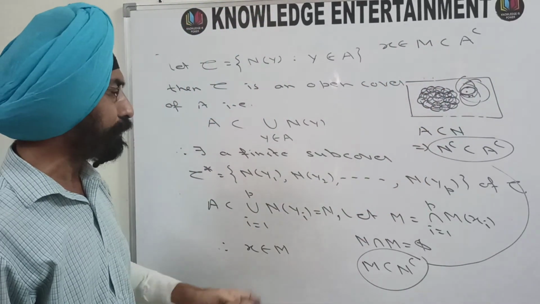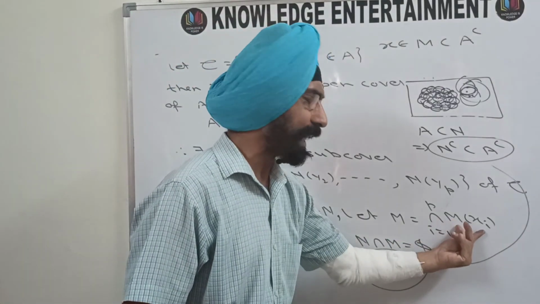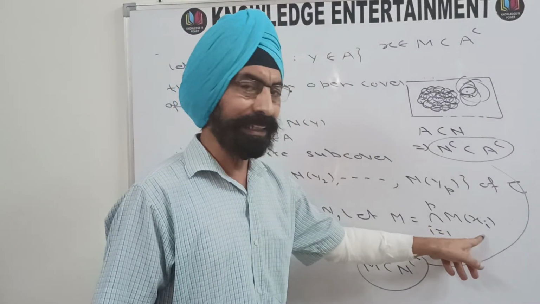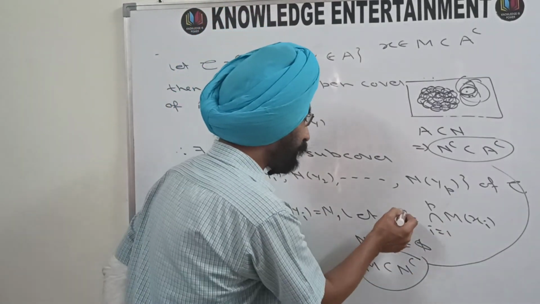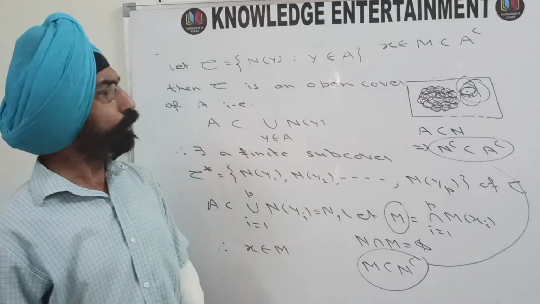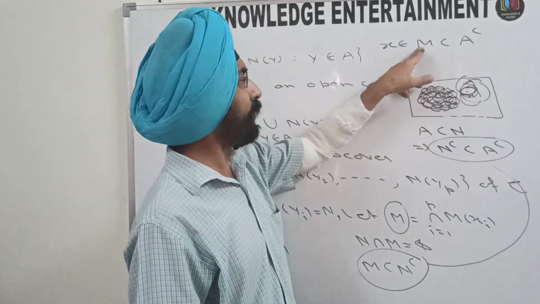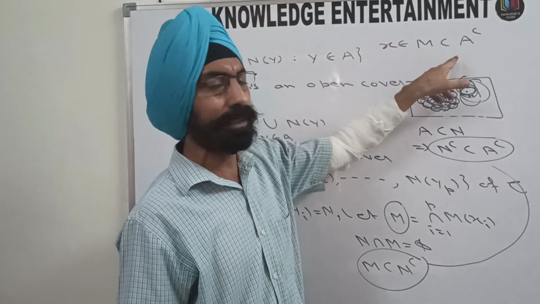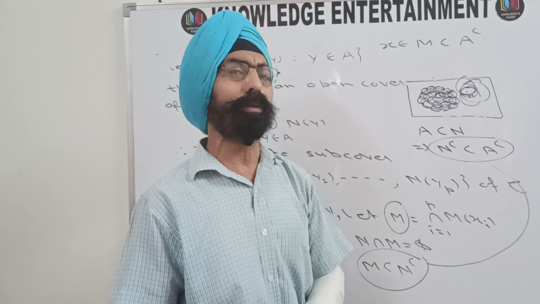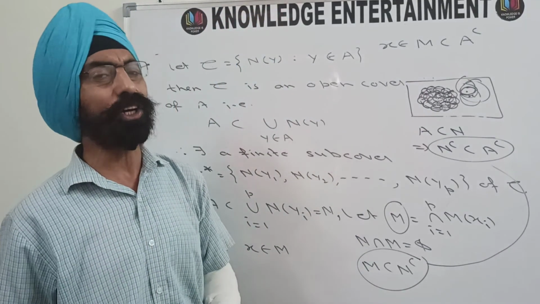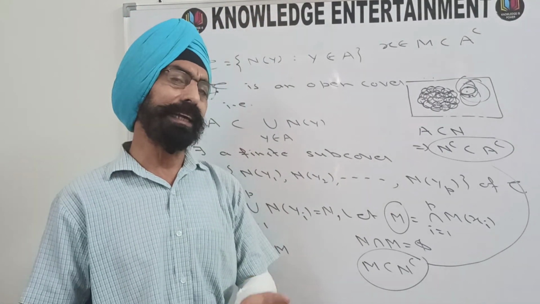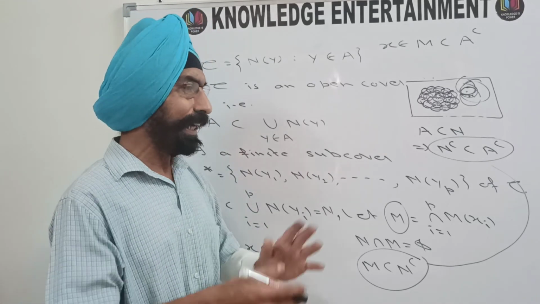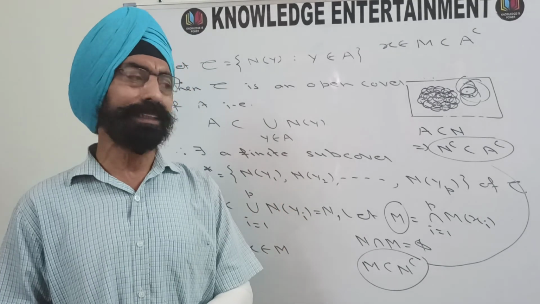Now look at what M is. Each of these Mxi's is an open neighborhood, that means an open set. And we know that a finite intersection of open sets is open, so that means this M is open. So between x and A complement, we have introduced an open set M such that M contains x and M is a subset of A complement, and it proves that A complement is open. And once A complement is open, definitely A will be closed. So that was the result to be proved, that a compact subset of a Hausdorff space is closed.